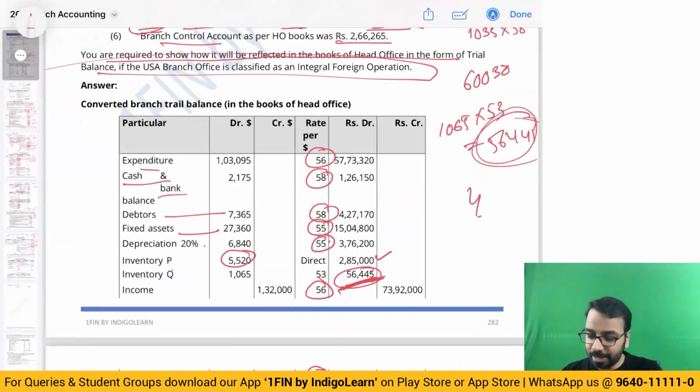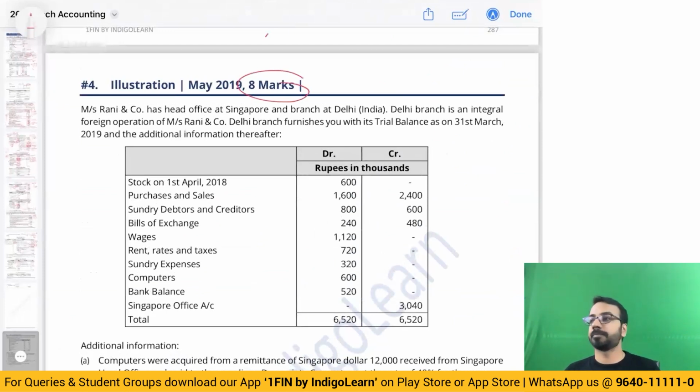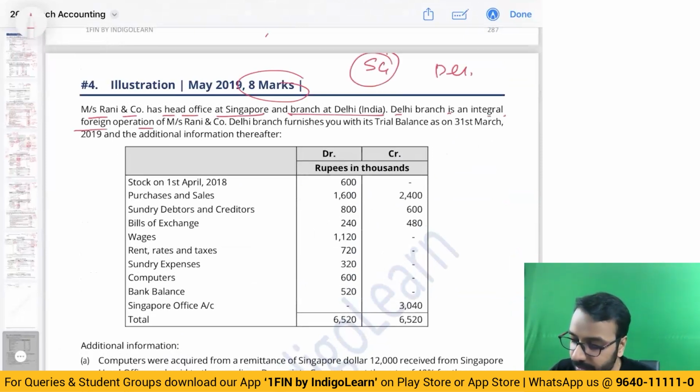See, now if you ask me for 4 marks, this is a long question. If you have time, that is when you have to do it. 8 marks question. Mrs. Rani and Company has head office at Singapore and branch at Delhi. Delhi branch is an integral foreign operation of Rani and Company, and furnishes you with the following trial balance.